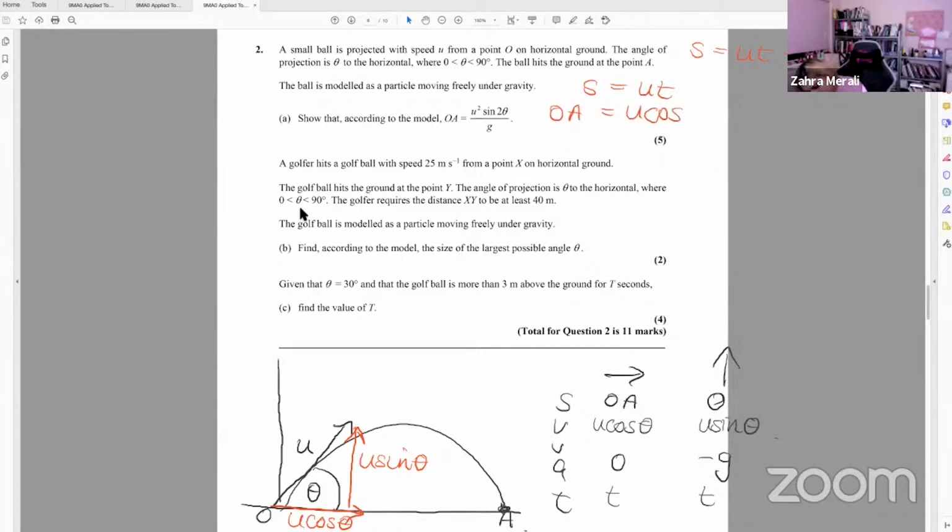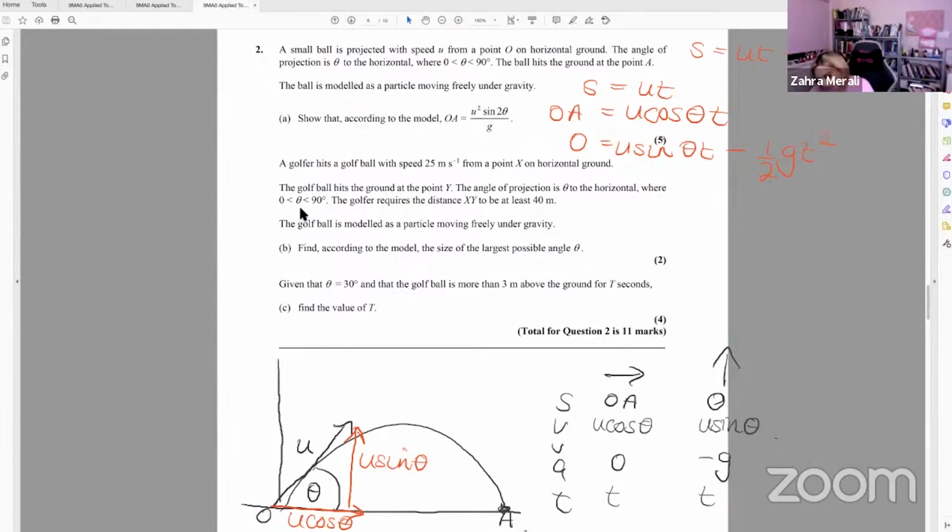U cos theta T. And then I look at what they want. They've not got a T there, so I've got to use the vertical one to find an expression for T. I can use the same formula. S is 0 because the displacement was 0. U sine theta T minus a half GT squared.